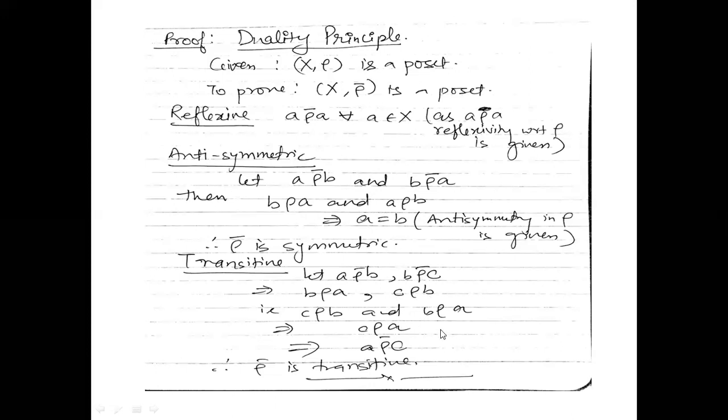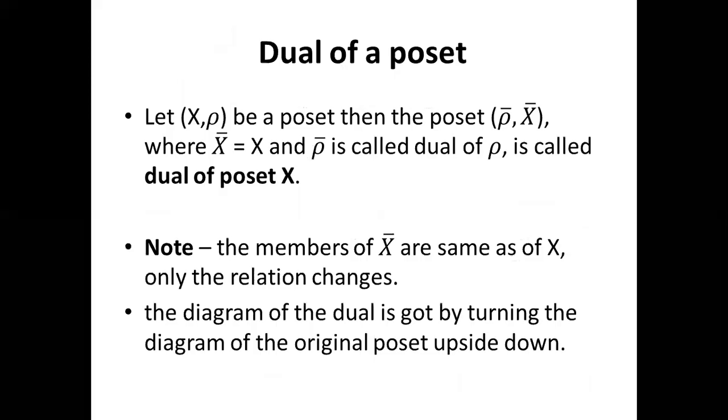So using that, you can say that C is related to A by that transitivity. So C is related to A implies that A is related to C with respect to rho bar. So rho bar is transitive also. So we have proved here all the three conditions to be a partially ordered set: reflexivity, antisymmetry, and transitivity. And hence X, rho bar is a partially ordered set. So we can say that the dual of a partially ordered set is a partially ordered set.